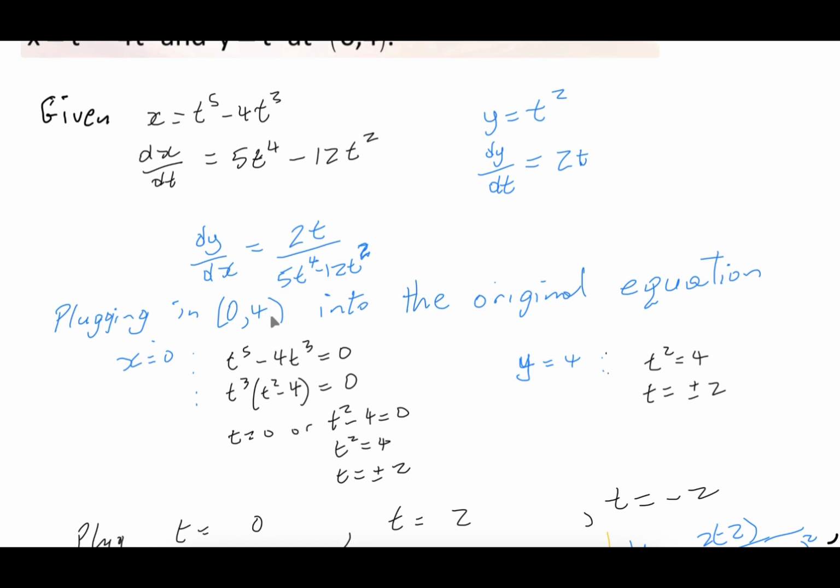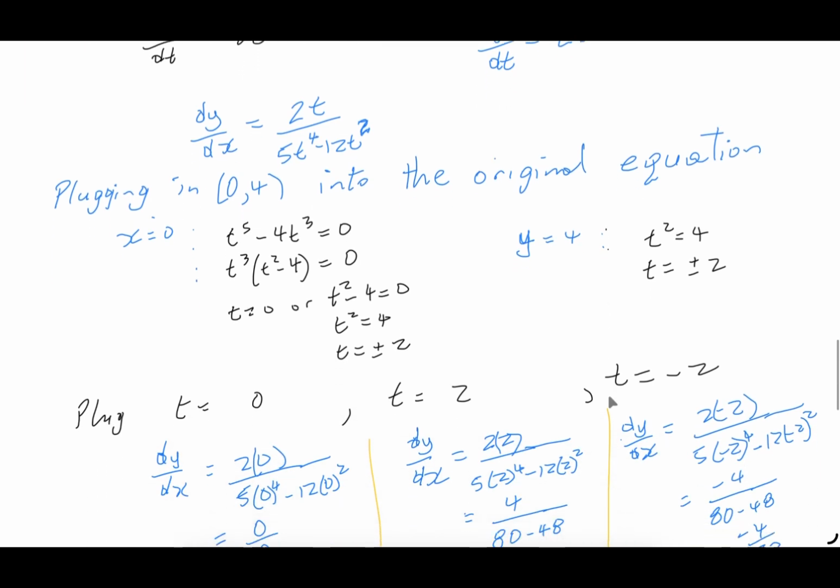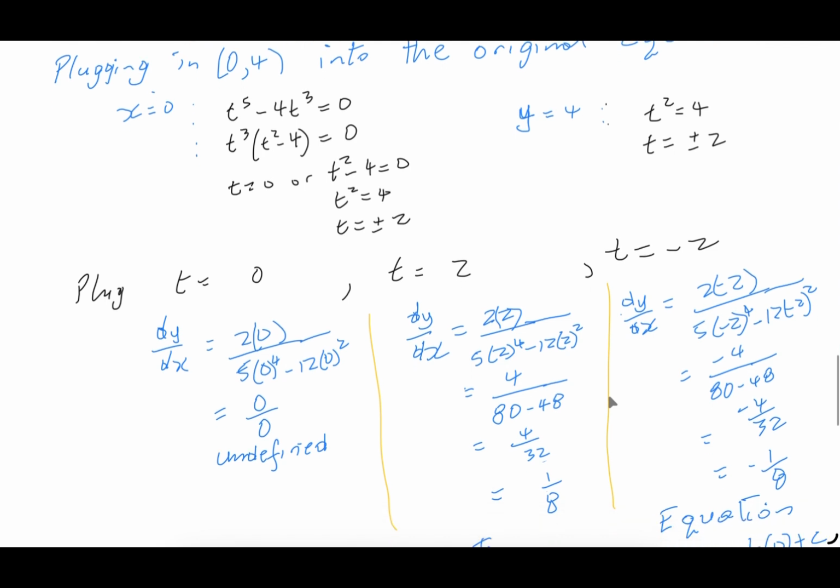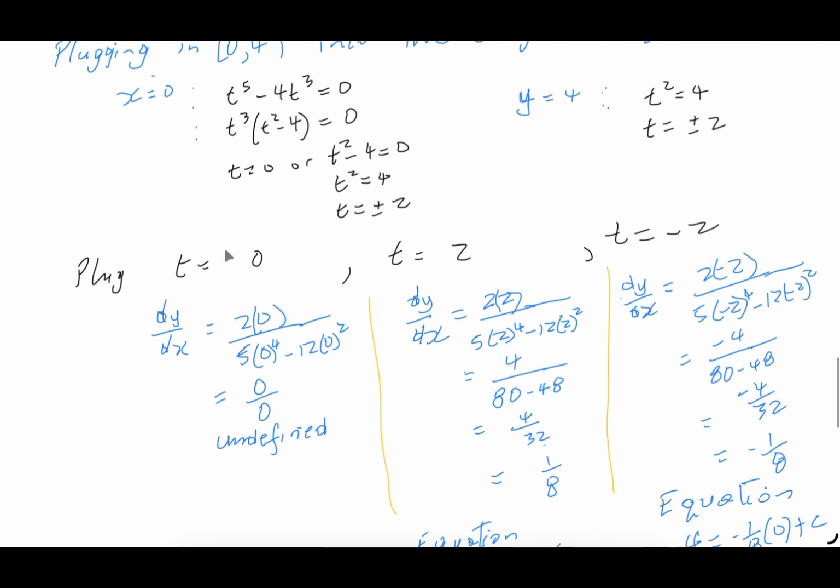We're going to plug y equals 4 into the original equations. So when we let y equals 4, we'll have 4 equals t squared, so t squared equals 4, so t will be the same, plus or minus 2 again. So there are three values of t that we can plug into our derivative equation. t equals 0.